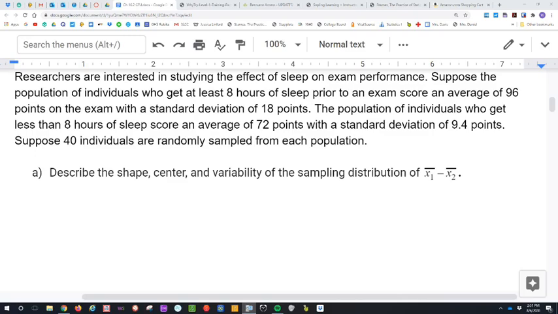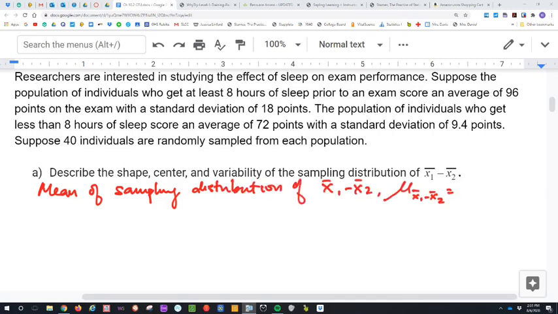You're taking a sample from each population, and then you subtract them, right? You subtract the two sample means, and then you keep doing it again and again, thus forming the sampling distribution. So let's try to find the mean first, which is also the center. Find the mean of the sampling distribution of the difference of two sample means, x1 bar minus x2 bar.